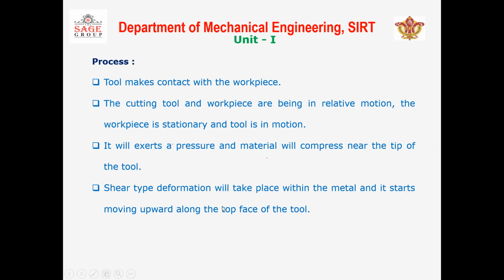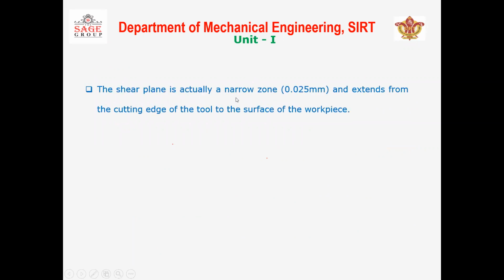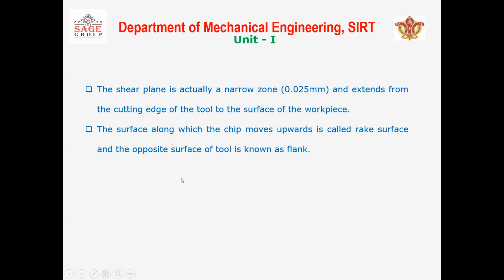It starts moving upward along the top face of the tool. As the tool advances, material ahead of it is sheared continuously along a plane called a shear plane. The shear plane is actually a narrow zone, whose size is 0.025 mm, and it extends from the cutting edge of the tool to the surface of the workpiece.